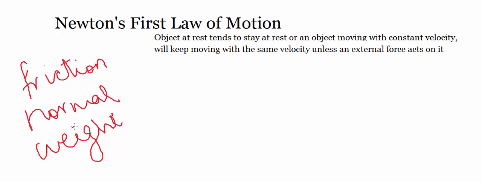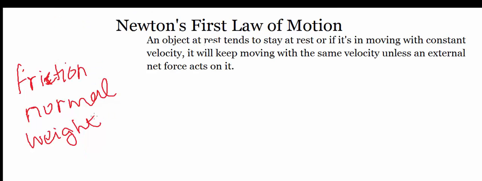Now, Newton's first law of motion is actually a restatement of Galileo's law of inertia, but Newton got the credit for it, so that sucks, but that's another story for now. The law states that an object at rest tends to stay at rest, or if it's moving with a constant velocity, it will keep moving with the same velocity unless an external net force acts on it.